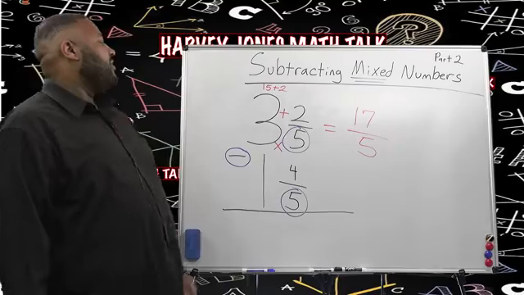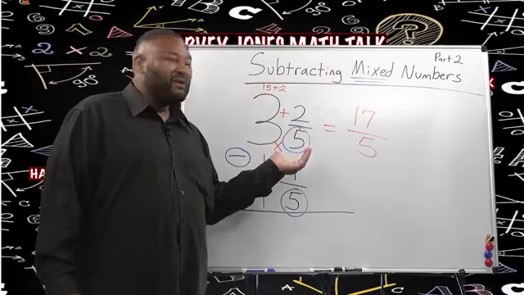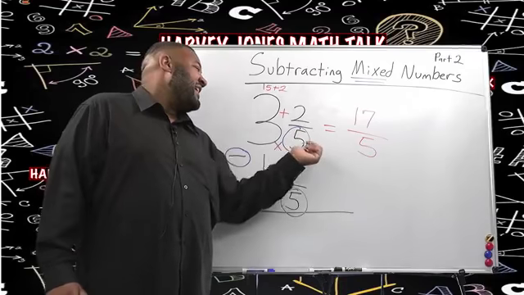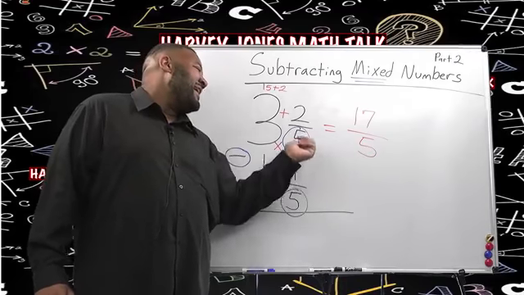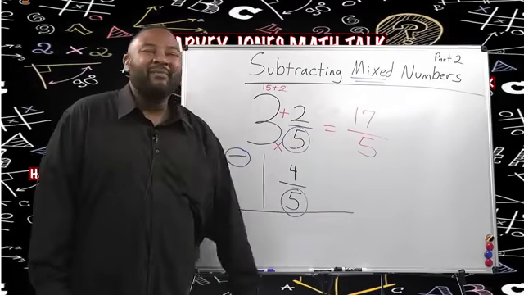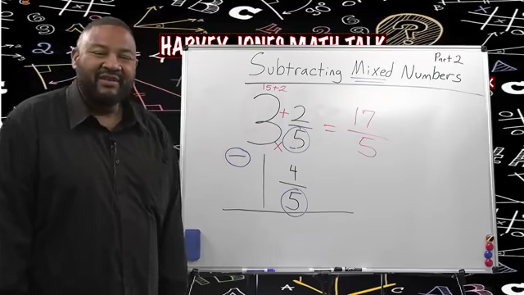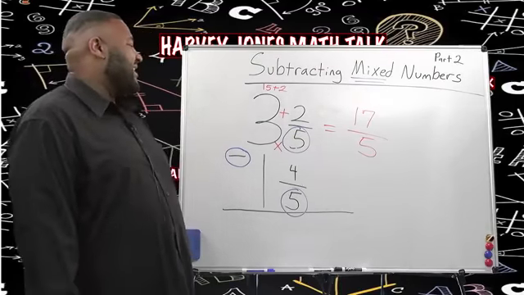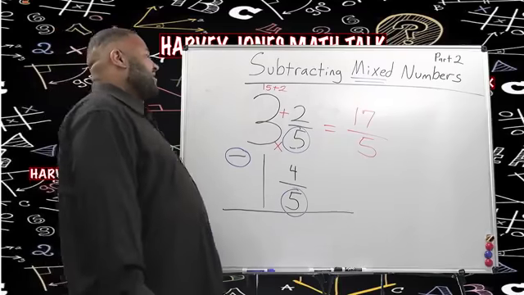So now I went from a mixed number to an improper fraction. Once again, my denominator is going to stay the same. Okay? That's key. Your denominator stays the same. So now I have 17/5.